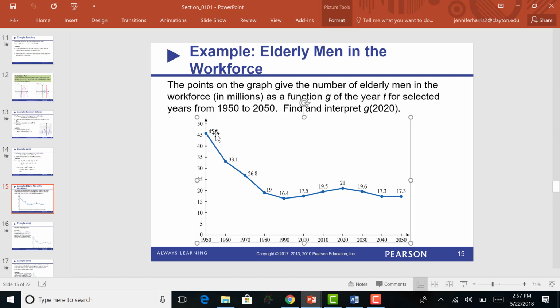Again, what is this number? These numbers that are on these dots. The number of elderly men still in the workforce, in the millions. So what's my range? You going to tell me again what's my range? 45.8 million, 33.1 million, 26.8 million, 19. So you see what I'm saying?